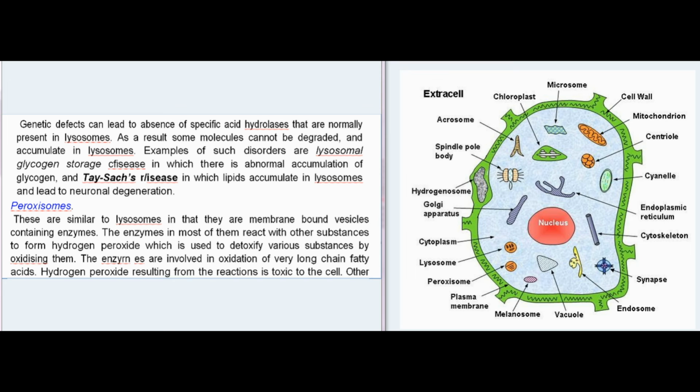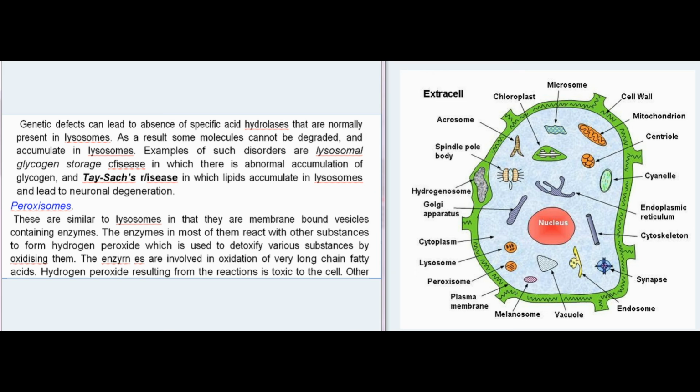As a result, some molecules cannot be degraded, and accumulate in lysosomes. Examples of such disorders are lysosomal glycogen storage disease, in which there is abnormal accumulation of glycogen, and Tay-Sachs, in which lipids accumulate in lysosomes and lead to neuronal degeneration.